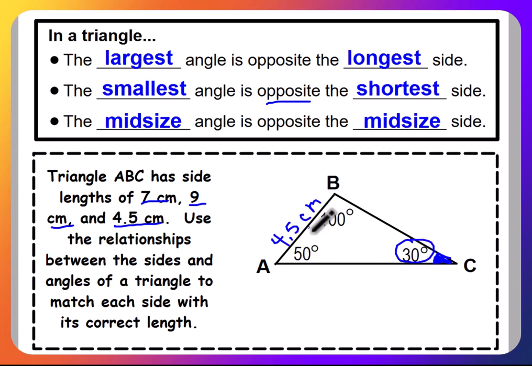So 30 is the smallest. I'm going to go to the medium. The medium is 50 degrees. Okay, so these are the two sides that touch it, which means its opposite side is over here at BC. And the middle or medium size side length is 7. So this would be 7 centimeters, which means the largest side would be 9 centimeters down here. So think about it. Angle B is the largest angle. Side AB and side BC make up that angle. So the opposite is the side that does not touch the angle, which is AC. Okay, not too difficult once you can understand small to small, medium to medium, large to large.